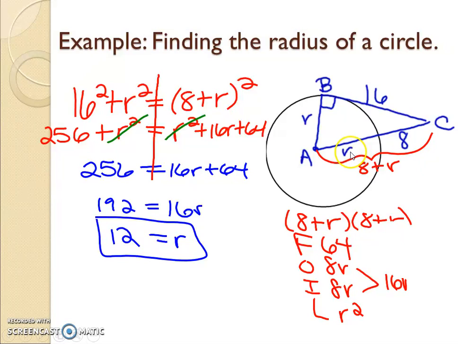This is 12. That's 12. That means this length is 20. So 12, 20, 16. If you do 12 squared plus 16 squared, it should equal 20 squared.